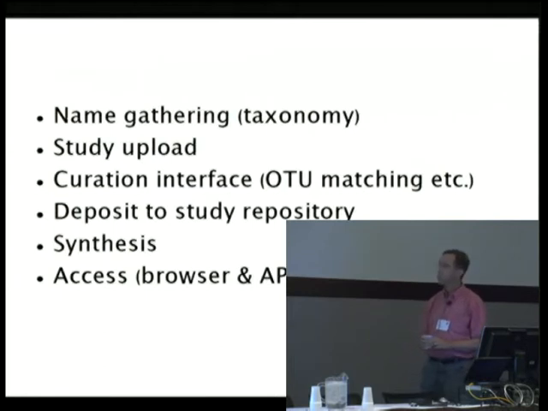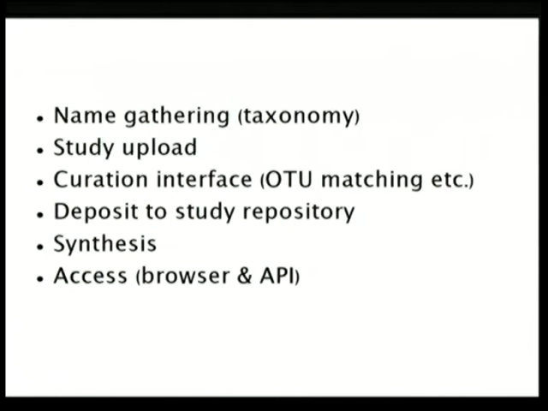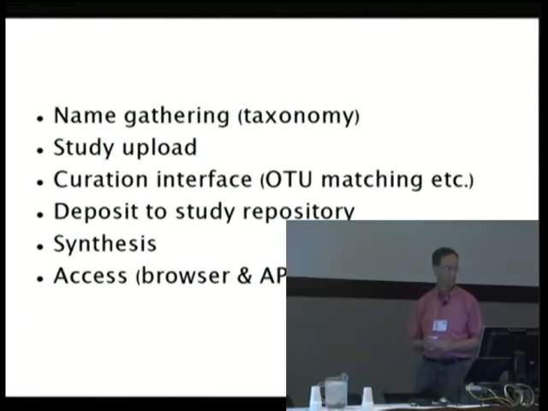So the first thing is to gather a set of names, which are going to be the leaves of the tree. And that's through taxonomy. You upload a study. People have uploaded about 2,000 trees, 2,000 studies, each study having several trees. And there's a curation interface that lets you specify the root of the tree, which is often not given. Even though you have the tree, it doesn't say what the root is. And the in-group, which is related to anchoring the tree.